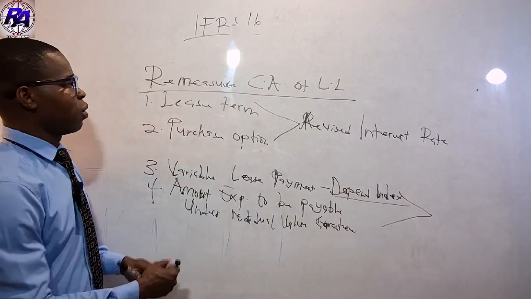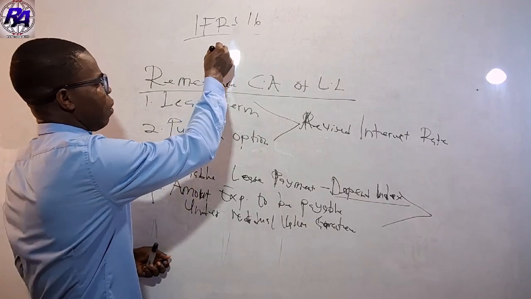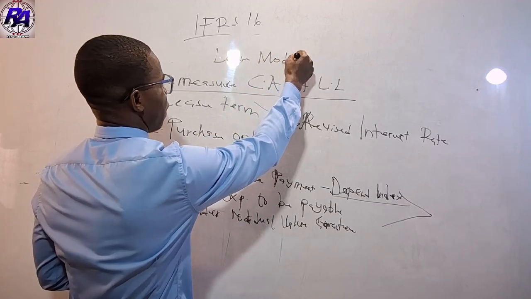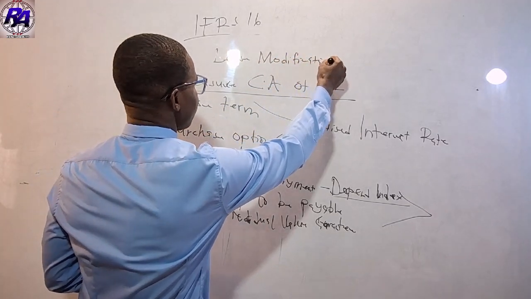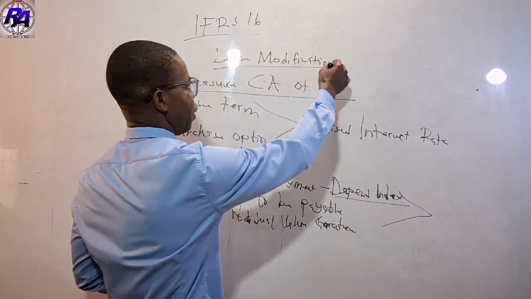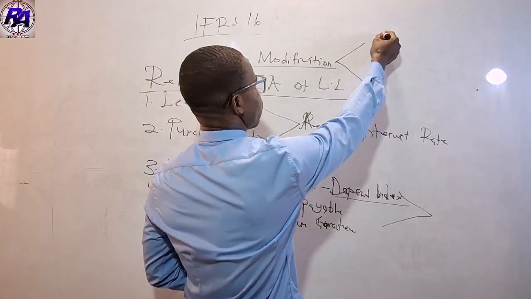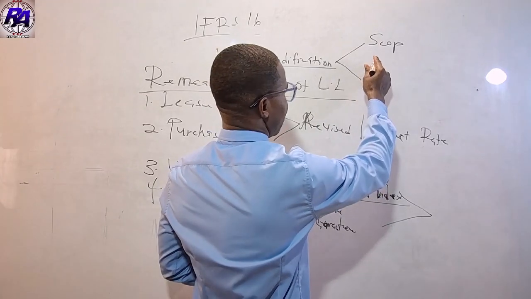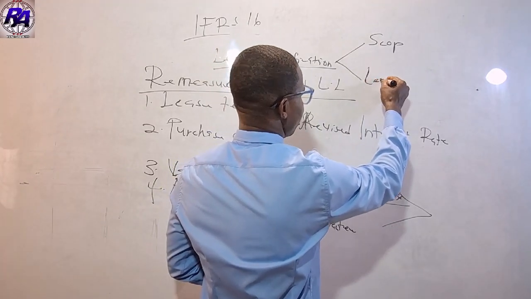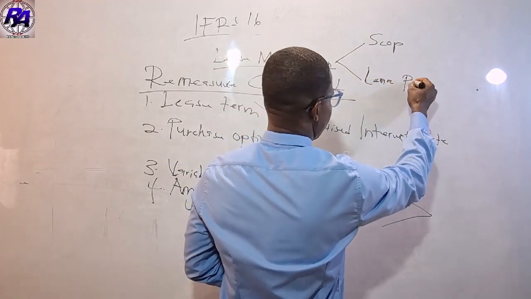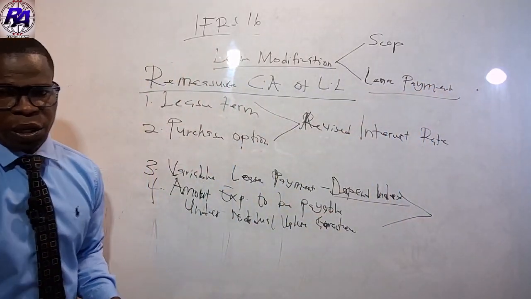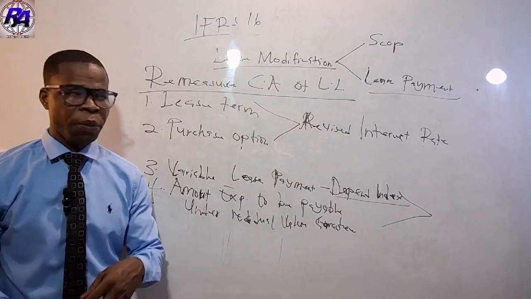Now, the last thing we want to look at under lease accounting is what we call lease modification. There is a lease modification when two things are happening: when the scope of the contract has changed, and when the lease payment has also changed or increased. So two things give rise to lease modification. The first one has to do with the scope of the contract.